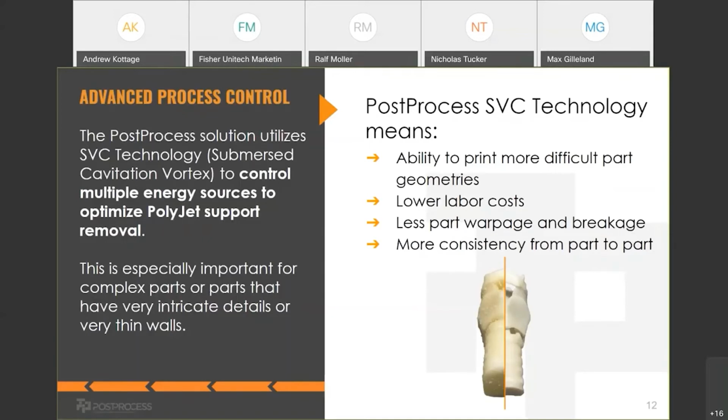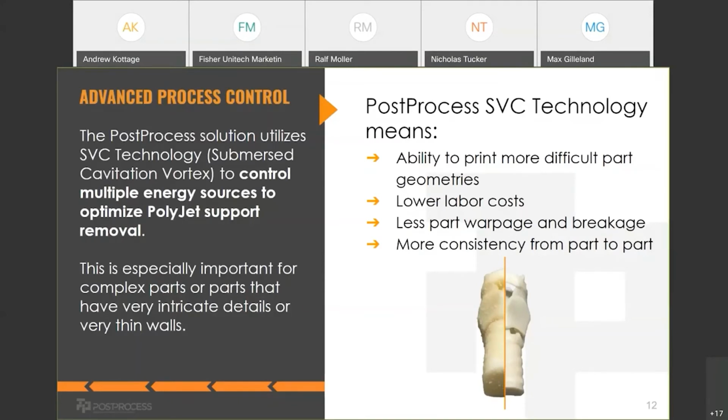Really provides flexibility for more difficult geometries, ultimately lowering labor costs in a lot of instances. And again, that breakage piece that's really important in PolyJet, minimizing or eliminating that, and really just getting that consistency. So with that software, it's really press and play. You can have settings saved where essentially you're dropping in a part and literally pressing a play button and getting that expected result each and every time.